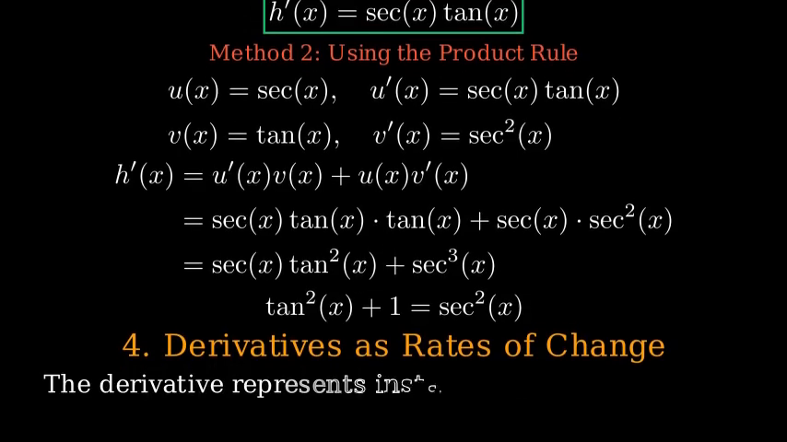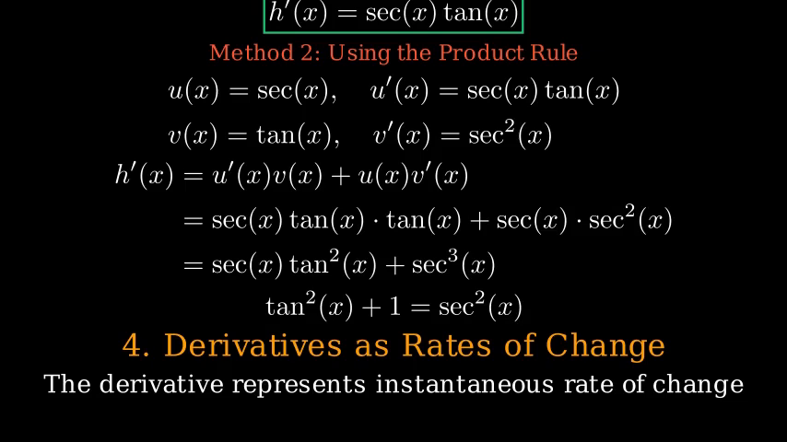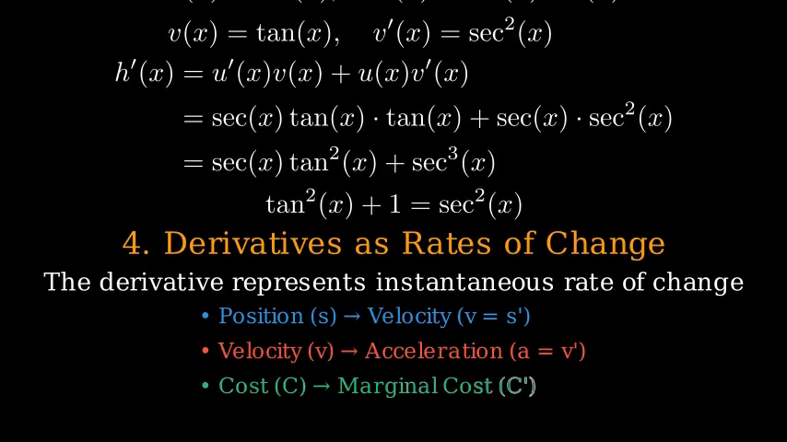Finally, let's discuss one of the most important interpretations of derivatives as rates of change. The derivative f prime of x represents the instantaneous rate of change of the function f with respect to x. This is a powerful concept with many real-world applications. Here are some common interpretations. If f represents position, then f prime represents velocity. If f represents velocity, then f prime represents acceleration. If f represents the cost of producing x items, then f prime represents the marginal cost.